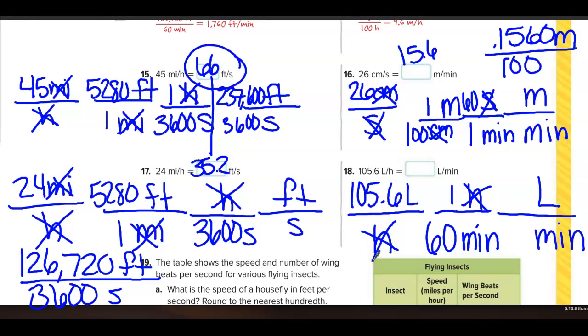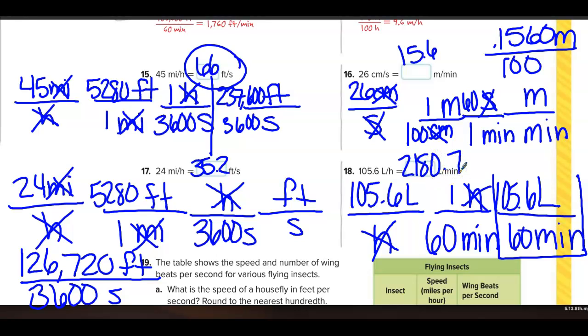I multiply on top. I have 105.6 times 1, which is just 105.6. And on bottom, I have 60. So since I end up with a number on top of a number, I divide 105.6 divided by 60, and I get 2,180.7 if you round to the nearest tenth, 7.1 if you round to the nearest hundredth.